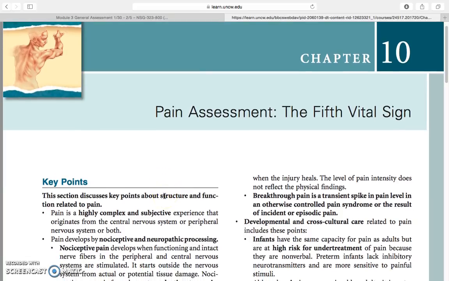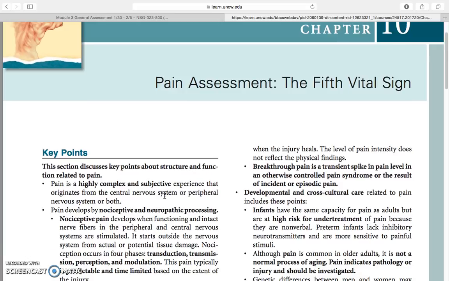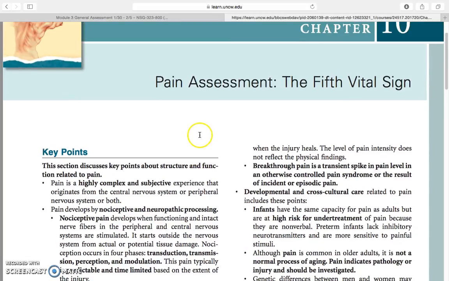Next is your assessment of pain. Pain is often referred to as the fifth vital sign and is something that cannot be forgotten when assessing any patient, whether being admitted to the hospital, whether seeing them in primary care or a doctor's office, a specialty service clinic, home health, the emergency room, etc. So please make sure that you review these key points in assessment of pain.